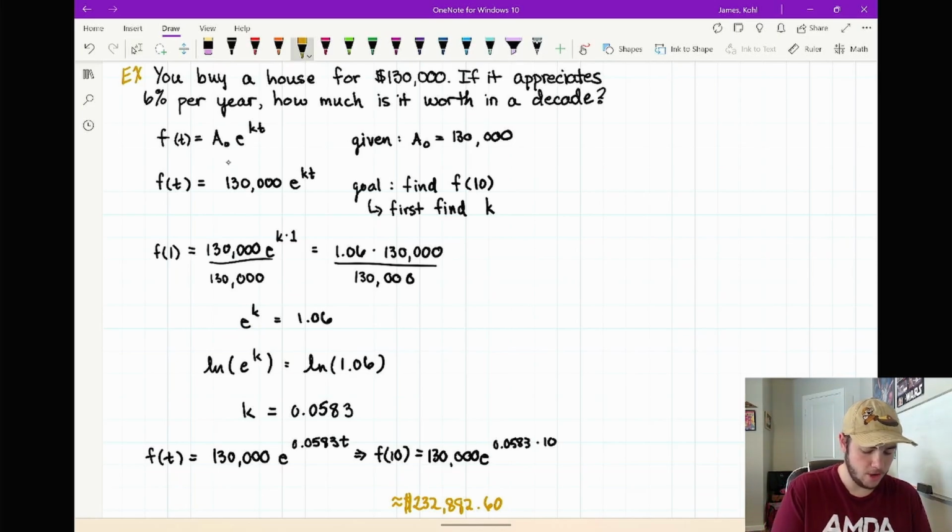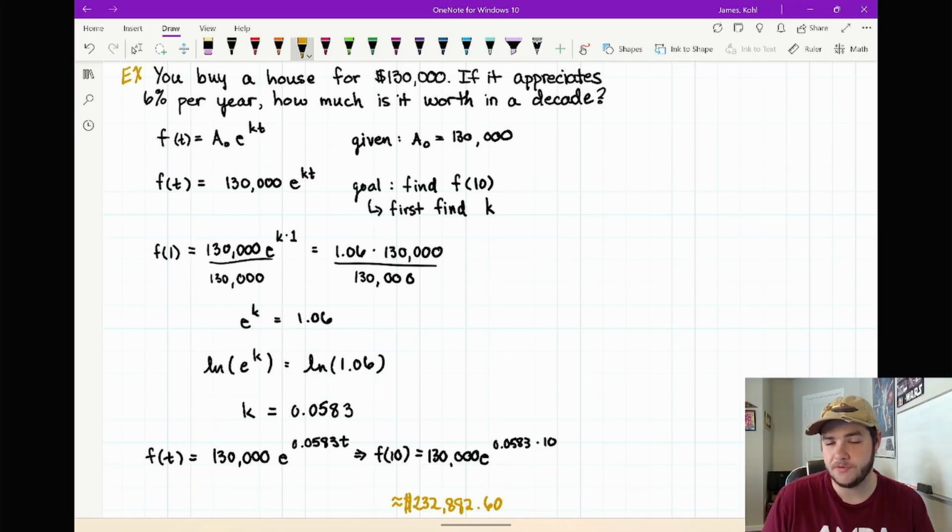First of all, I know my model looks like this, an exponential growth model, and I'm given the initial amount this time, $130,000. So, I can plug that into my formula. Now I have more information about the model. I know the goal is going to be to find f of 10 because I'm trying to find out how much it's worth after 10 years. But first, I have to find k in order to be able to compute that. So how do I do it?